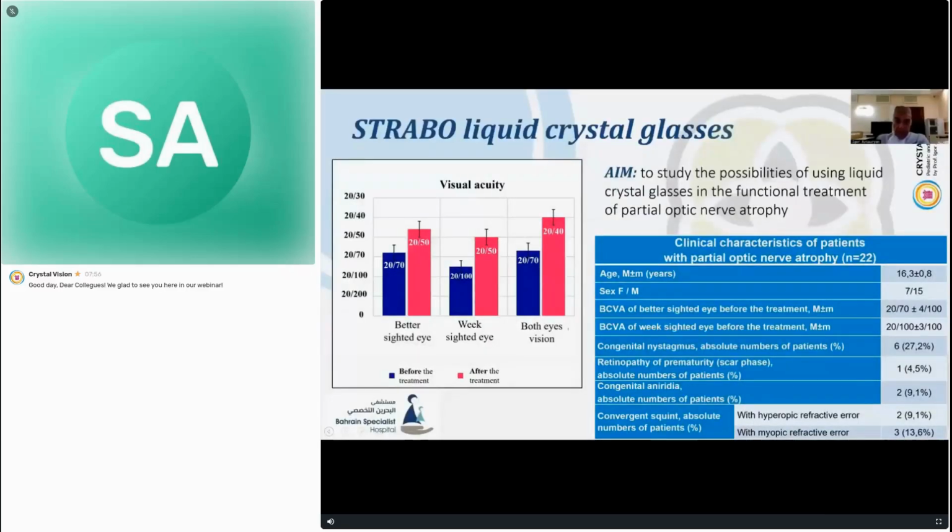Here is presented the effectiveness of using these glasses in a detailed manner. Treatment with these glasses is very effective because it is not just a regular occlusion. It allows us to periodically activate the paired eye for a short period, thereby enhancing and potentiating the effect of the occlusion.